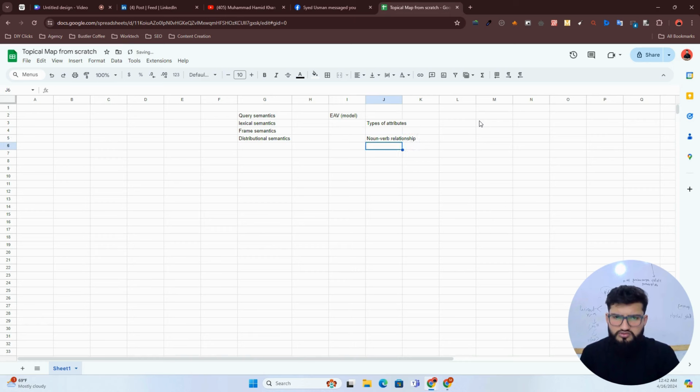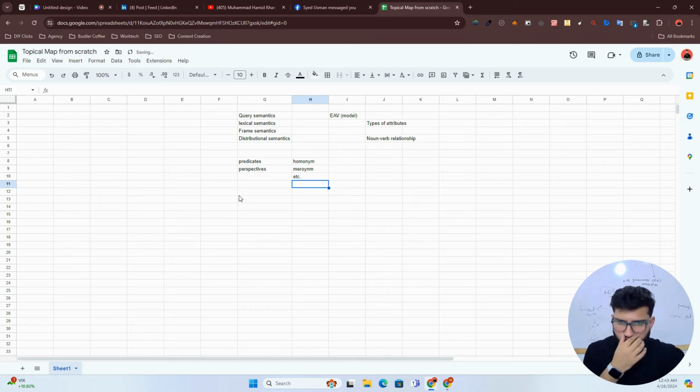relationship, and some more concepts like predicates, perspectives, and some more concepts like lexical semantics. In lexical semantics, we have lexical relations like homonym, metonym, and so on and so forth.